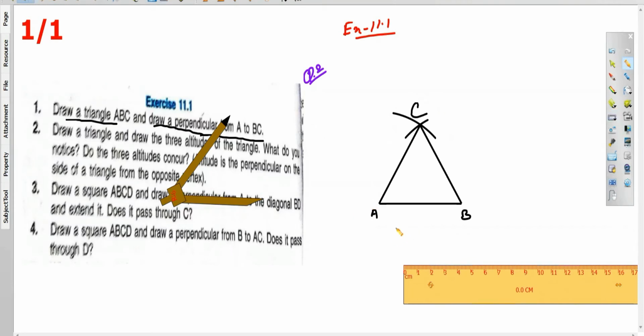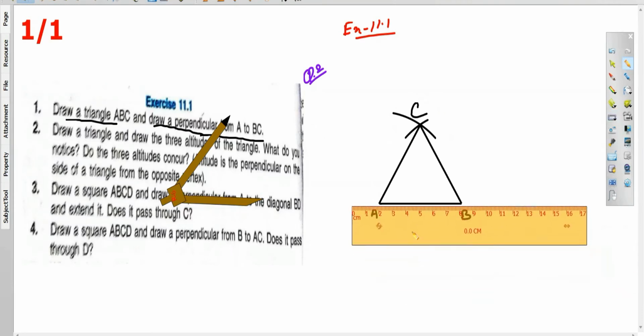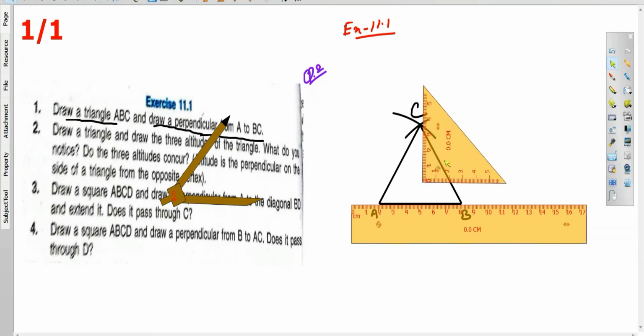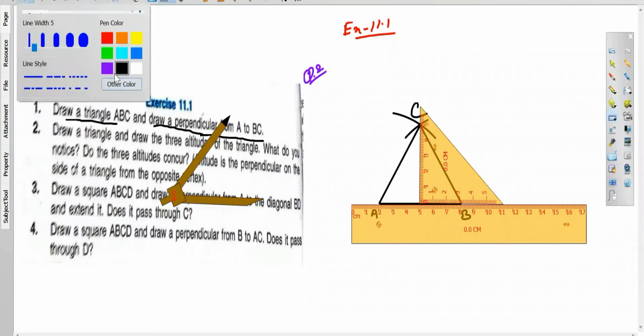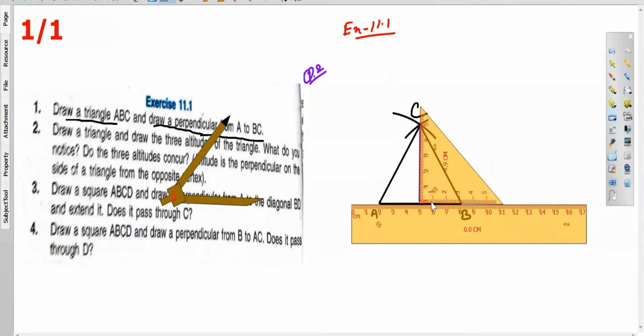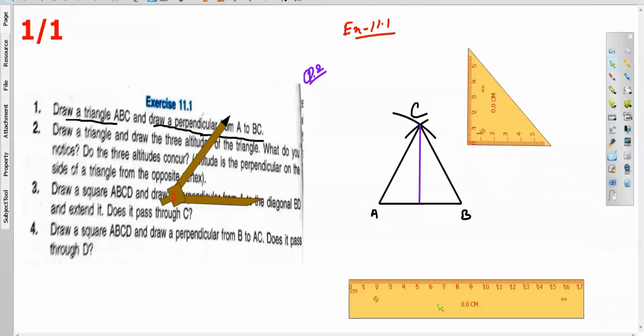अब हमें तीन ऑल्टीट्यूड बनाना है तीनों वर्टेक्स से. तो फर्स्ट अगेन we'll start from vertex C to AB. Again place your ruler on AB and bring your set square in such a way that one edge of the set square is towards the scale and the other one is at the vertex point C. Then draw a straight line. Like this. This will be the perpendicular line from C to AB.